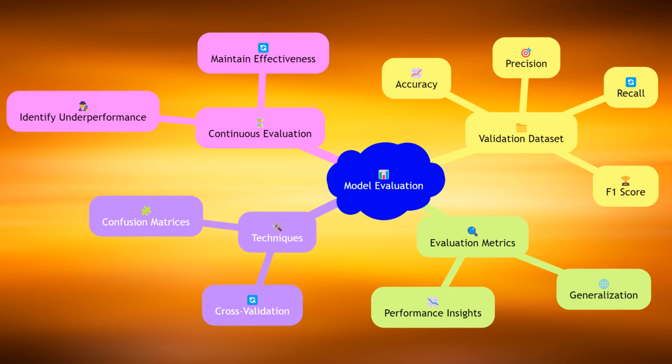Once the model is trained, it is essential to evaluate its performance to ensure it meets the desired criteria. This involves using a separate validation dataset to test the model's accuracy, precision, recall, and F1 score. Evaluation metrics provide insights into how well the model generalizes to new, unseen data. Techniques like cross-validation and confusion matrices can help identify areas where the model may be underperforming. Continuous evaluation is crucial for maintaining the model's effectiveness over time.